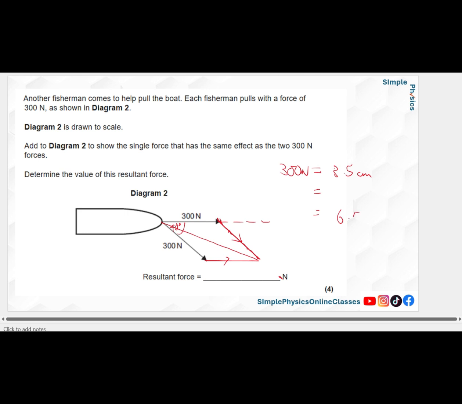So I've got to work out my scale first. So this is 6.5 centimeters. What I'll do is work out what 1 centimeter is. To do that, you just do 300 divided by 3.5. That gives me 86 newtons, and I times that by 6.5. You might have your own maths method, but that's up to you. So that gives me 557 newtons.